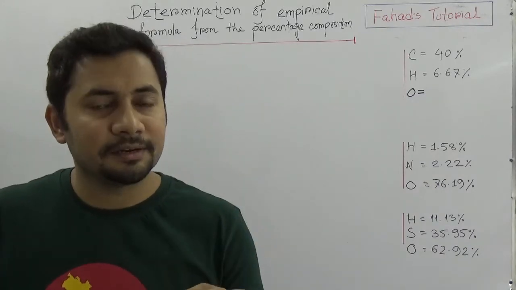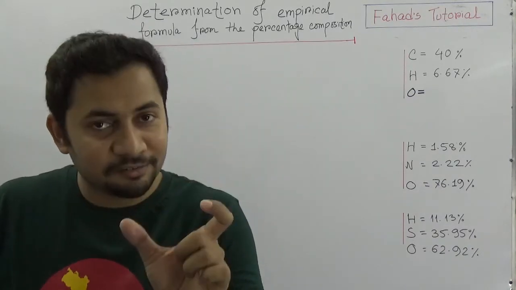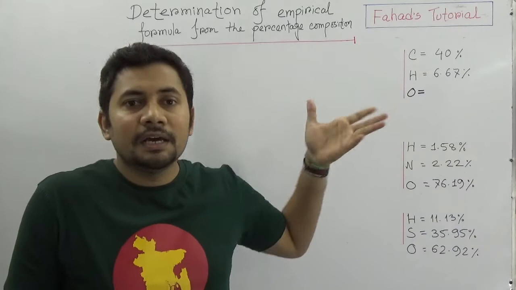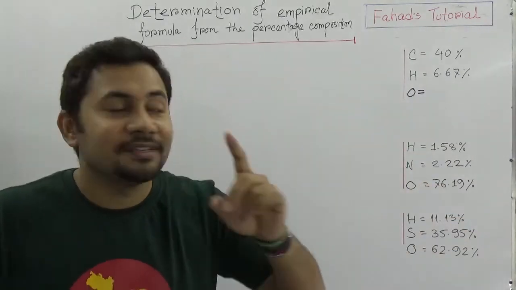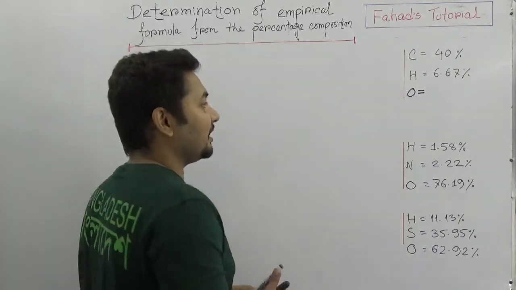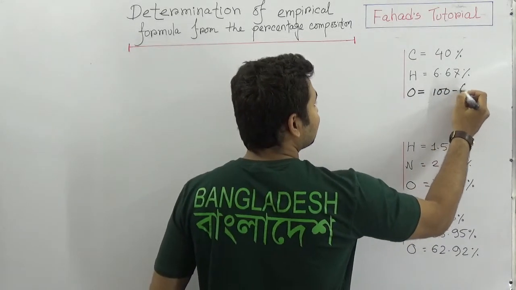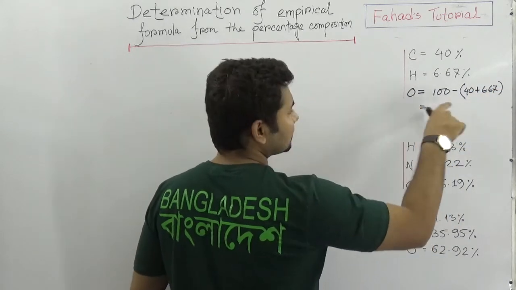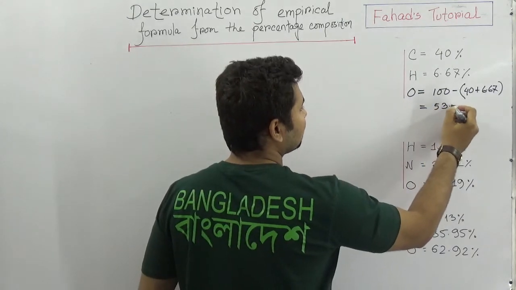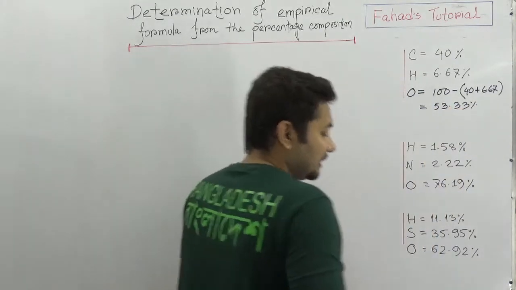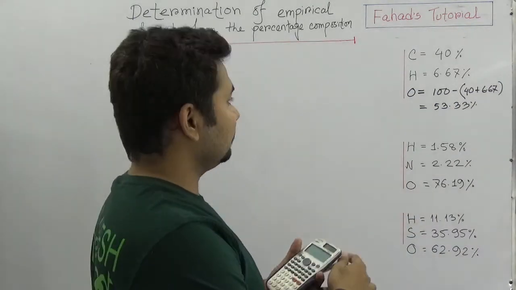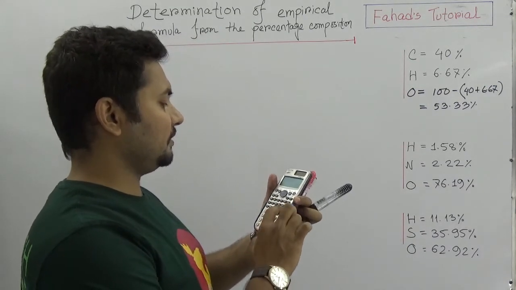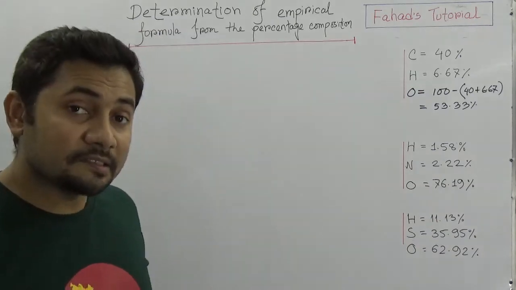As the clue is given, the question has said that in a carbohydrate, the percentage composition of carbon is 40%, hydrogen is 6.7%, and then what is the empirical formula? But you know that the summation is not 100, so it will be 100 minus 40 plus 6.7. It will be like 46.67, so if I subtract 46.67 from 100, we got 53.33%.